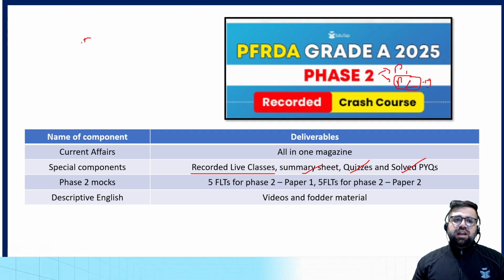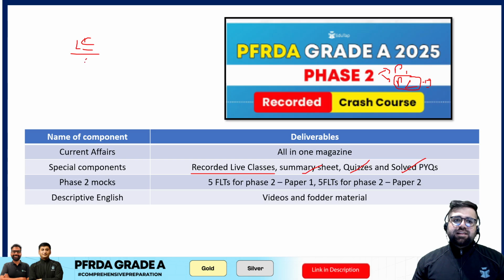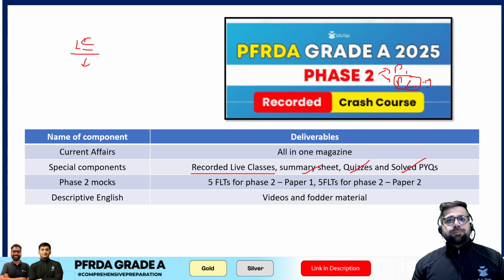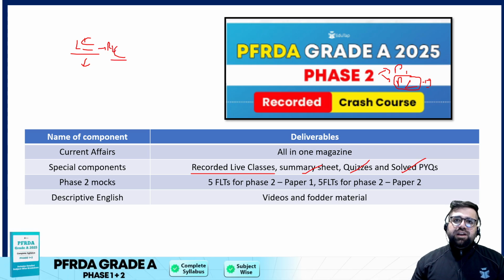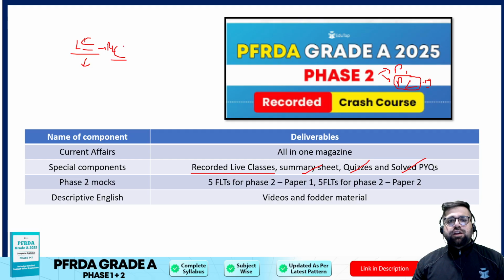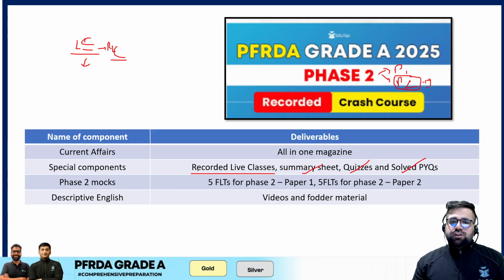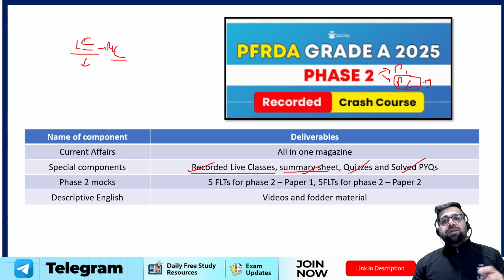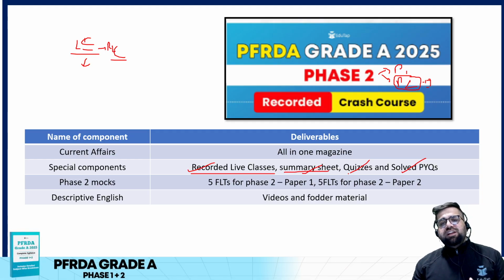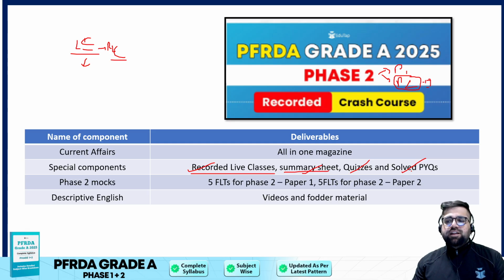Now see, one batch of live classes we have already conducted, and these batches were conducted during Phase 1 of the PFRDA Grade A exam. Once the live classes are conducted, we will provide you the recording of the same. You can watch these recorded live classes so as to complete your syllabus quickly and comprehensively. We are also providing you summary sheets so that you can revise quickly, and chapter wise quizzes. Chapter wise quizzes are very important to solve so that you can gain confidence. Moreover, we are also providing you solved previous year questions.